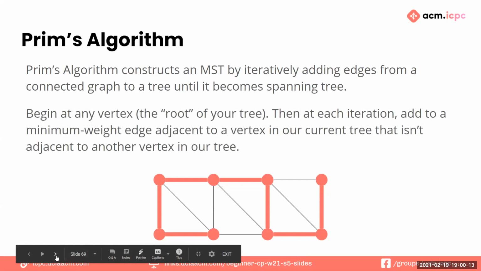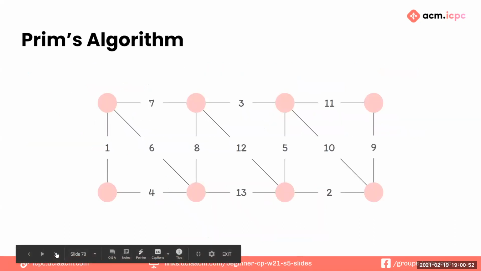The main idea of Prim's algorithm is that you begin at any vertex, which you call the root of your tree, and then at each iteration, add the minimum weight edge adjacent to a vertex that isn't inside of the tree that we're constructing and is adjacent to a vertex in our tree. This sentence is a bit of a mouthful, but I think Prim's algorithm is pretty easy to understand if you look at it visually. So we're going to go over a demonstration of Prim's algorithm.